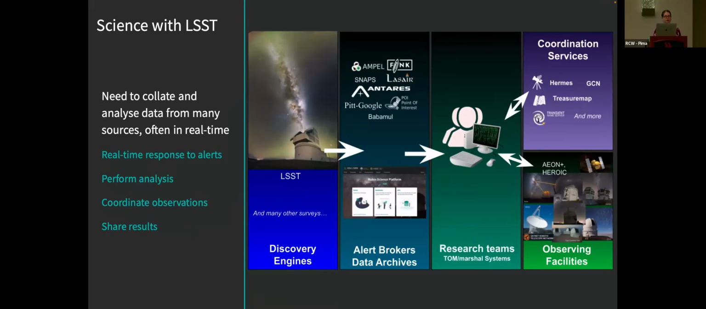And the tool available in that space is the TOM, or also known as a Marshall system, as you heard earlier. Much of the science is going to require some of the observing facilities, so I'll talk a little more about the tools available in that space. But most recently, there are also tools developed for sharing the results of our follow-up and our analysis in real time. So I'll talk lastly about that section of this diagram as well.